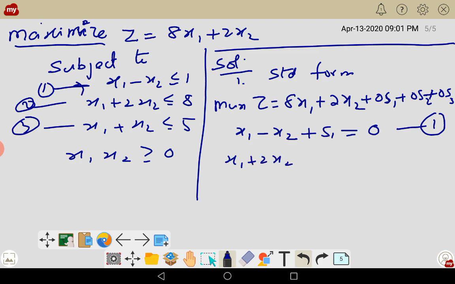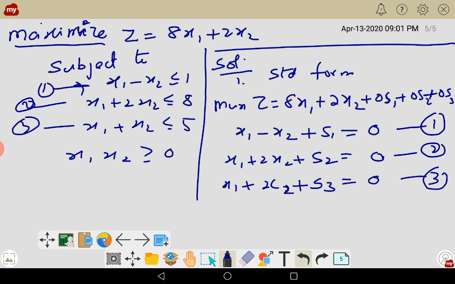x1 plus 2x2 plus s2 is equal to 8. This is the second constraint. Third, x1 plus x2 plus s3 is equal to 5. This is the third constraint. And finally, non-negative restrictions: x1, x2, s1, s2, s3, all five variables should be greater than or equal to 0. So we have completed the standard form.